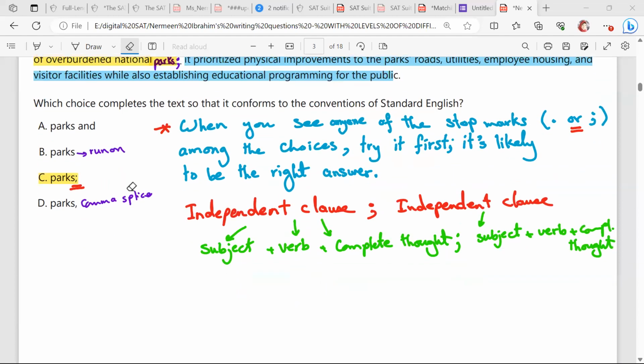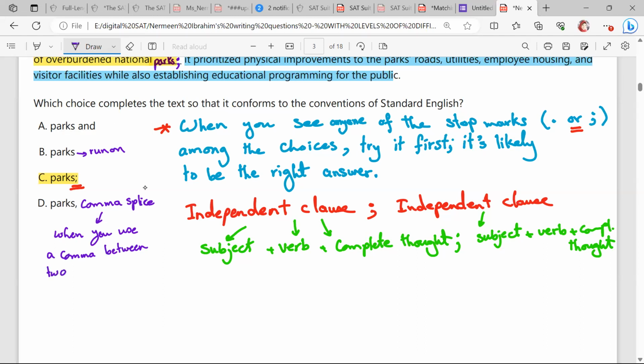A good question. The comma splice, thank you so much, Omar. I will write it clearly. Comma splice. The comma splice is when you use a comma between two independent clauses. That's a comma splice.